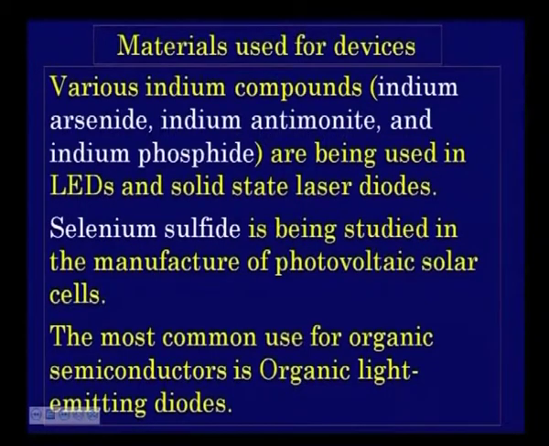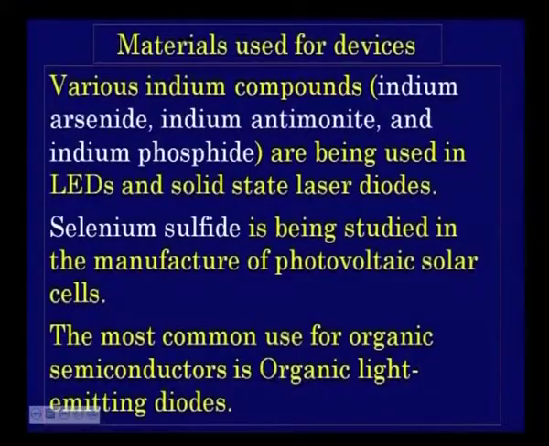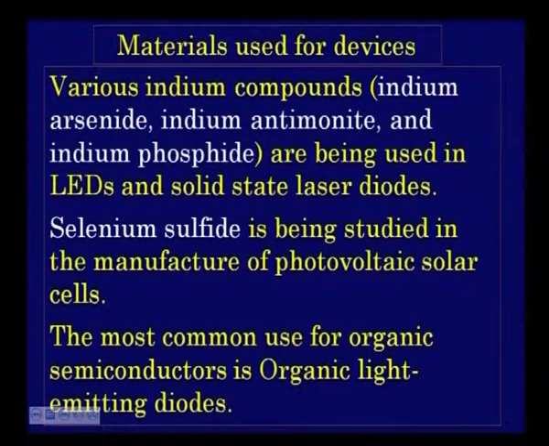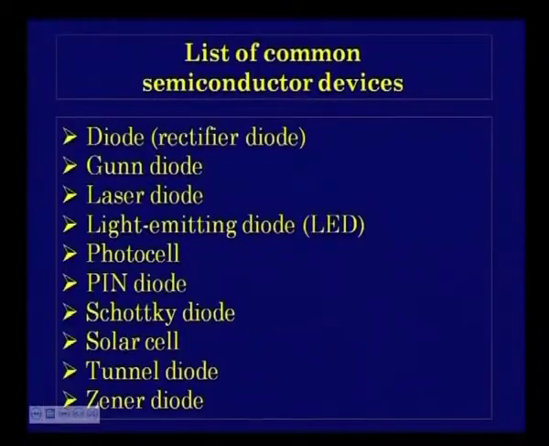Not only selenium sulphide, as I told you, AgGaS2, the ternary chalcopyrite, S2 or Se2Te2, they are the chalcogen atoms. You know, sulfur, selenium, tellurium are chalcogen systems. Also, ternary chalcogenides or ternary pnictides are also being tried, so that the solar cell efficiency can be enhanced. The most common use for organic semiconductors is organic light emitting diodes.